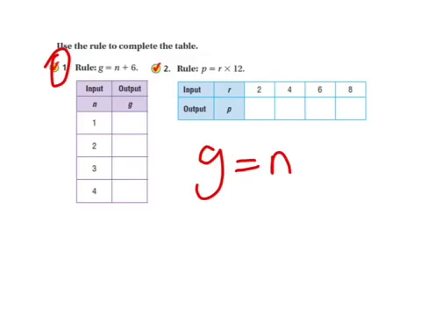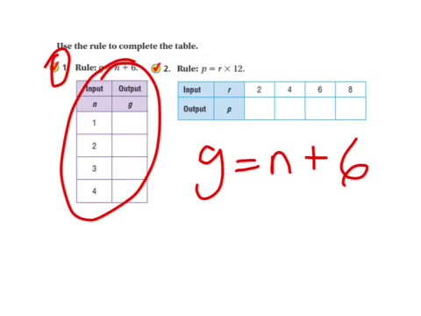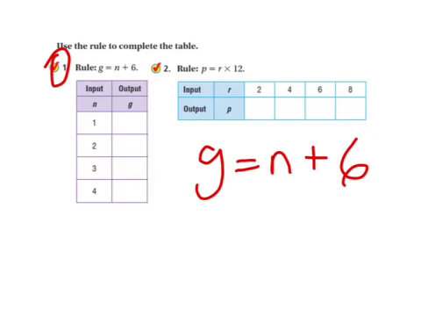G equals n plus 6. We need to fill out this table here. It gives us some inputs, 1, 2, 3, and 4, and we need to figure out what the outputs are. Now notice that there are some variables here, some letters. Our input is n, and then our output or our answer is g.